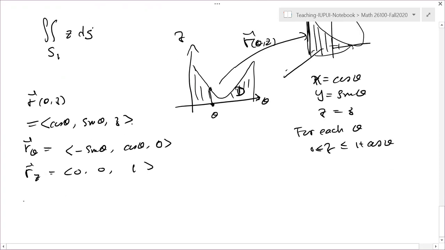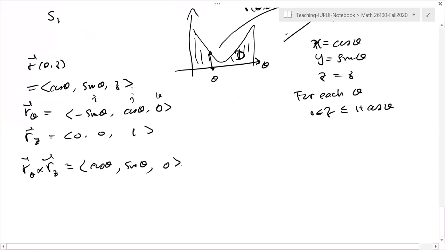Okay, and the cross product, what I'm going to do, I just put i, j, k on the top. So the first term, I will get cosine theta. The second term, I will get sine theta. The third term, I get zero. So this is it. And it's a unit vector, actually. So the normal vector, if you want to calculate the normal vector, the normal vector is itself. This is the normal vector. But we don't need it here.